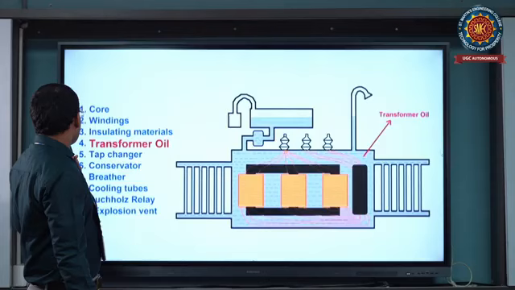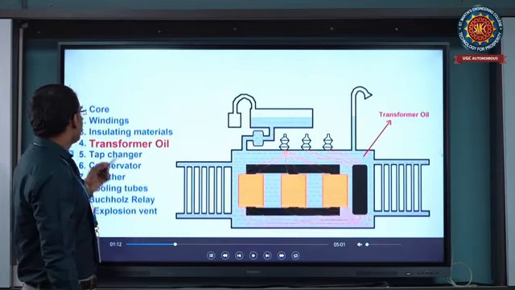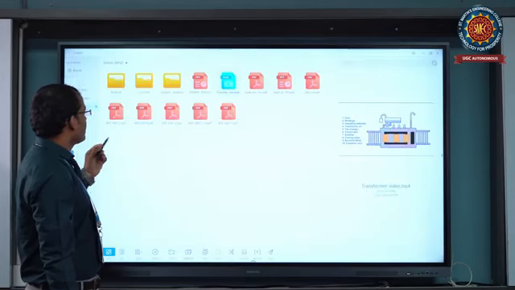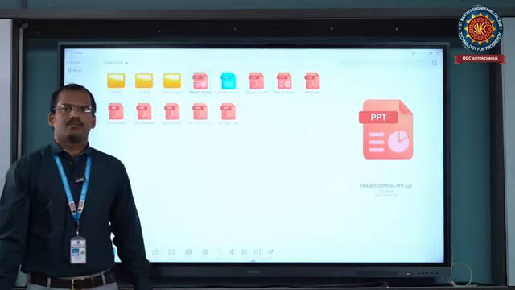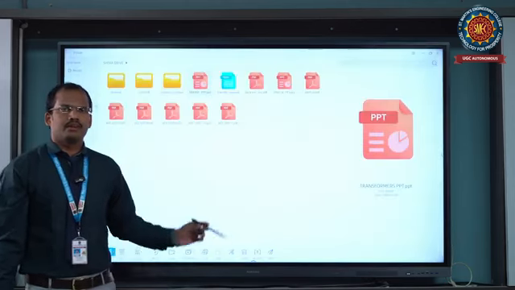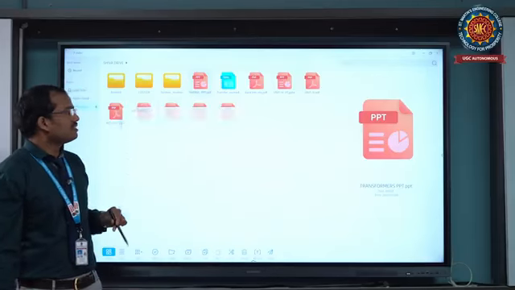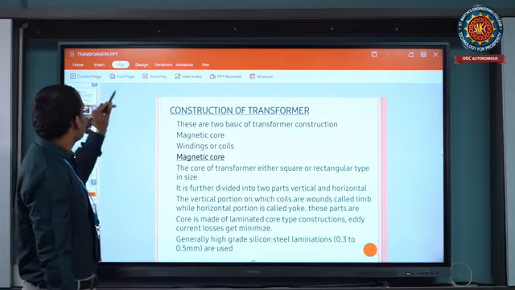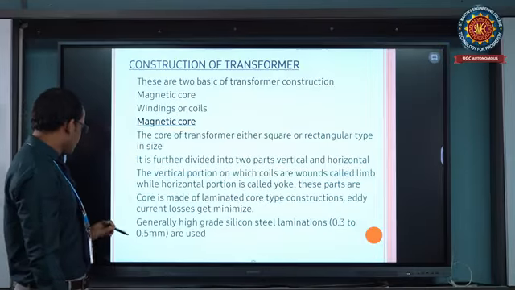And next, we are going to the main types of the transformer. The main types of transformer are the core type and shell type of transformer. So what is a core type transformer and what is a shell type transformer? We will discuss it.